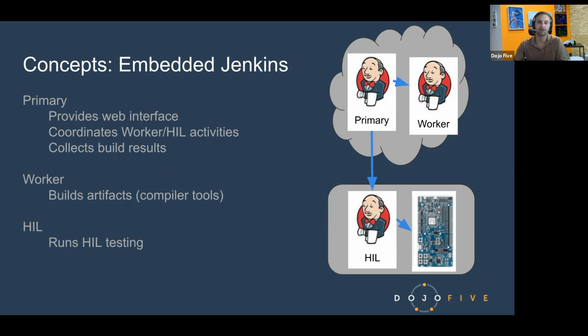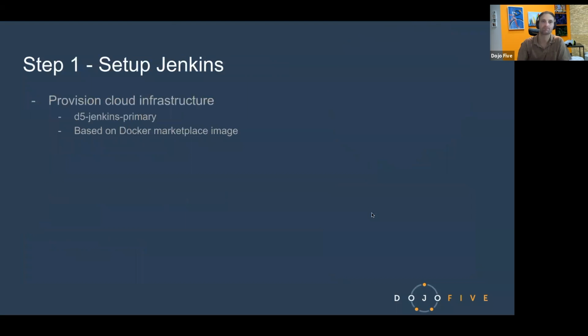I'm also showing a hardware-in-the-loop demonstration here. The primary can also kick off another Jenkins runner that's running on something like a Raspberry Pi or some kind of low-cost hardware, which can then be connected to actual dev kit boards running your tests on hardware. There are some other considerations on the workers side of how we set up embedded Jenkins. So, all right, let's get into it.